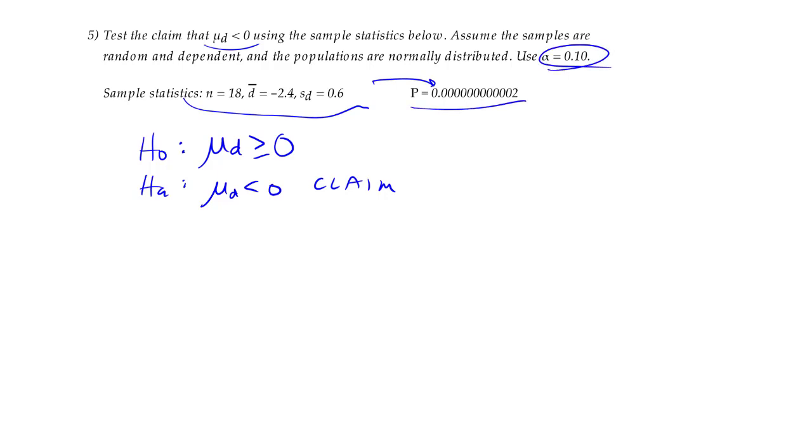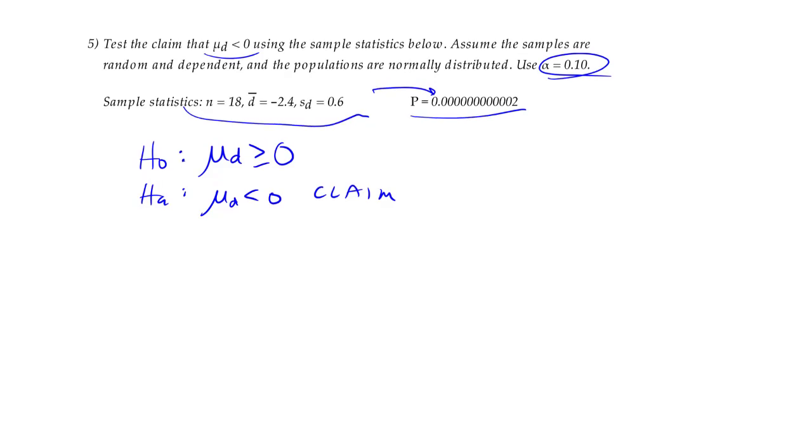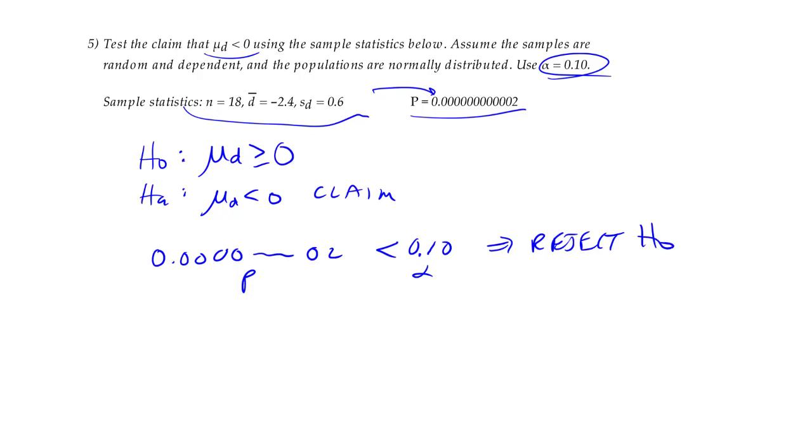Oh no, we have a different alpha level, significance level than usual, 10%. But again, this p-value is tiny. So this is definitely less than 0.10 or alpha. And so we reject H0. This time the claim was in the alternative, so that means that we're in support mode. We did reject and got ourselves to the alternative.